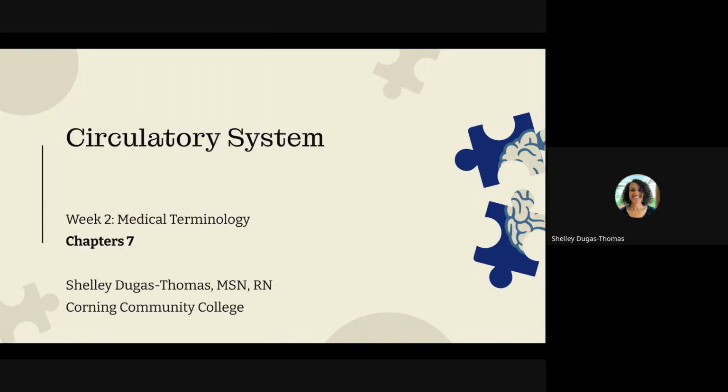So, we are heading into chapter 7, the circulatory system. This is a building block process, of course. So, you will rely on many of the roots, prefixes, and suffixes that we covered in week 1 to provide the foundation to support this chapter's content.